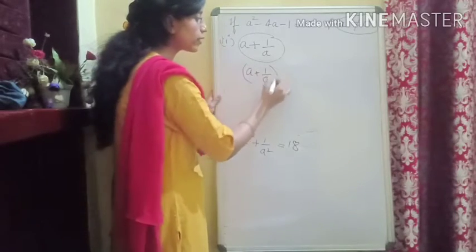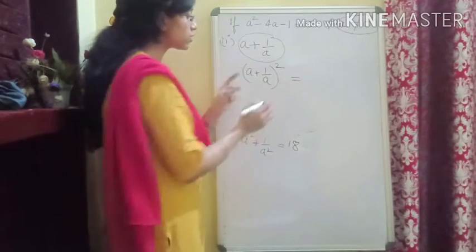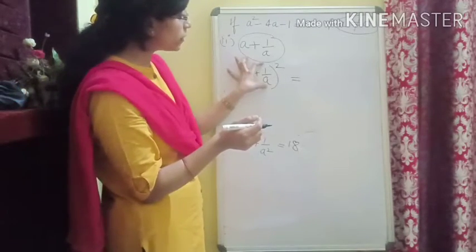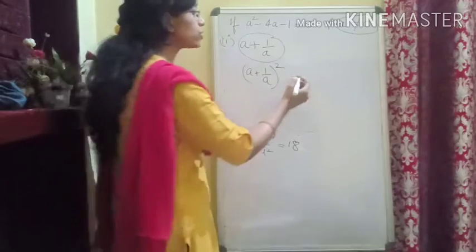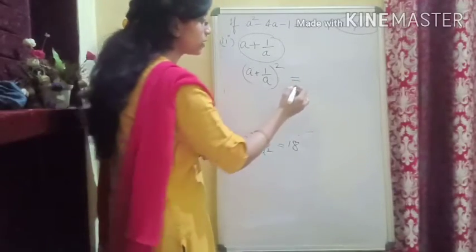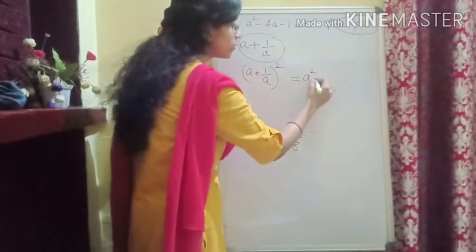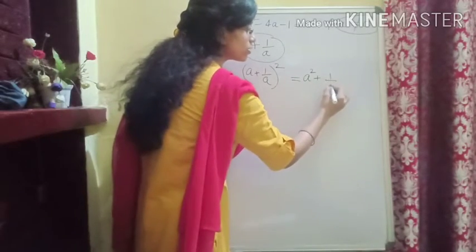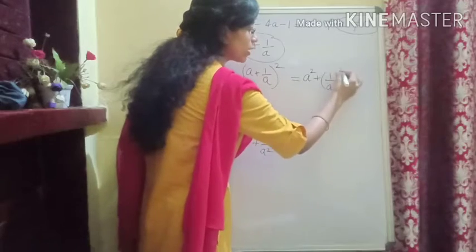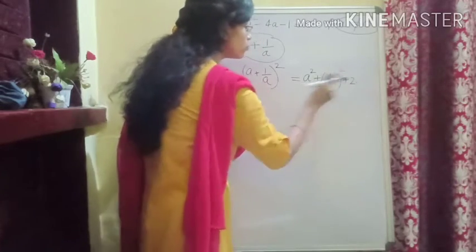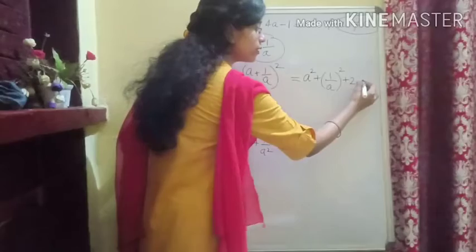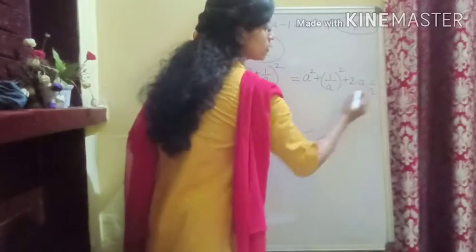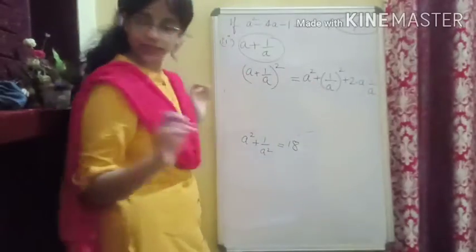I am going to square it, and when you square, it is just like (a plus b) whole square, where our a is a and our b is 1 upon a. So we are going to use the identity: a square plus b square. What is our b? 1 upon a. So it is (1 upon a) whole square plus 2 into a, into 1 upon a. Okay, so we have applied the identity.